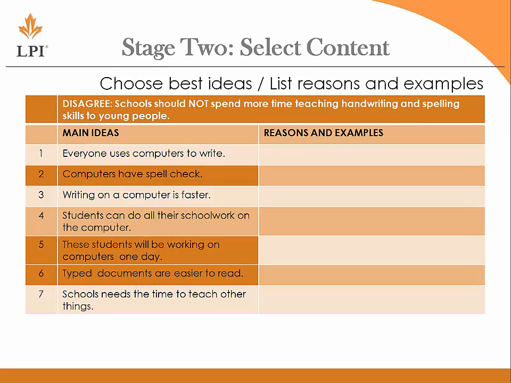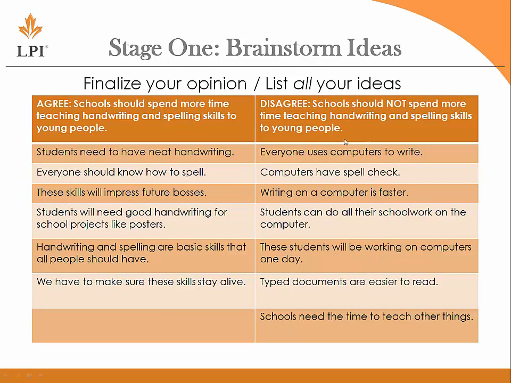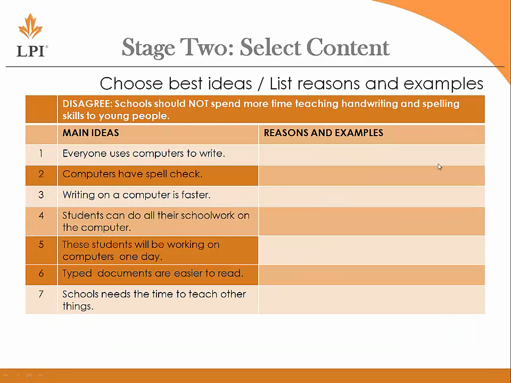Okay, so if we go back here, you'll see that I've taken all my ideas from the disagree side. And now I'm moving on to look at those ideas and decide which three I'm going to work with. I've chosen the three that I've highlighted in a darker color. They are points 2, 5, and 6. Computers have spell check. These students will be working on computers one day, and typed documents are easier to read.